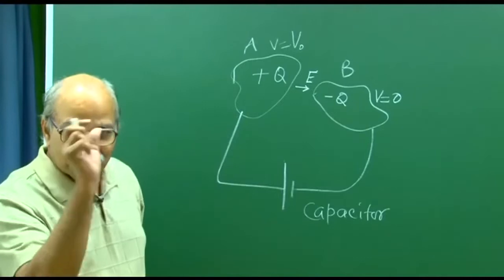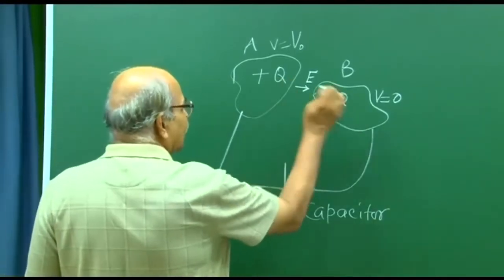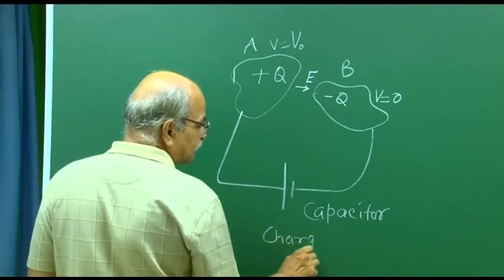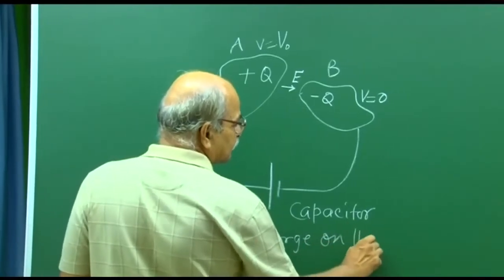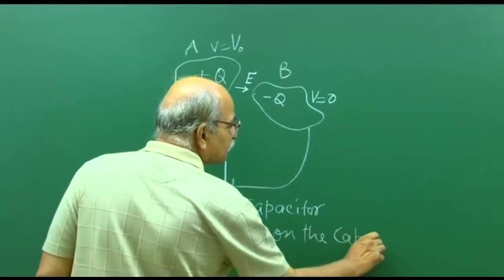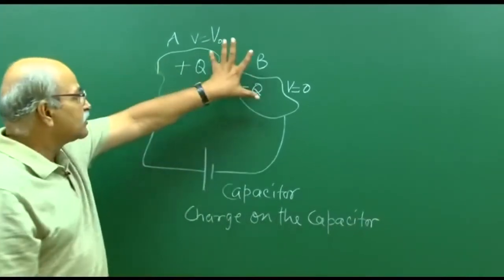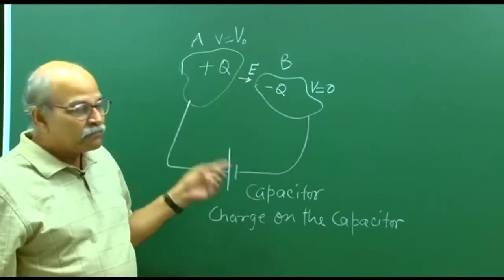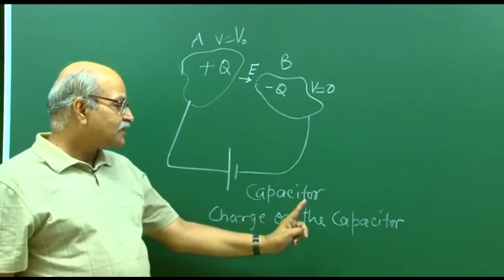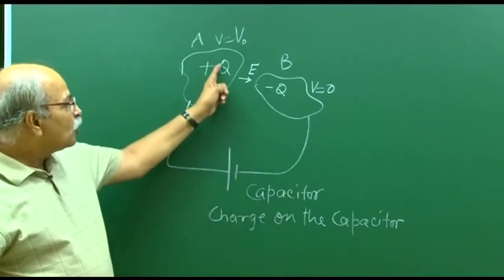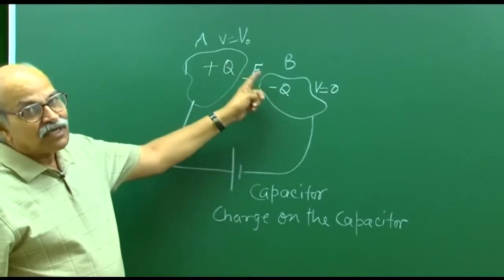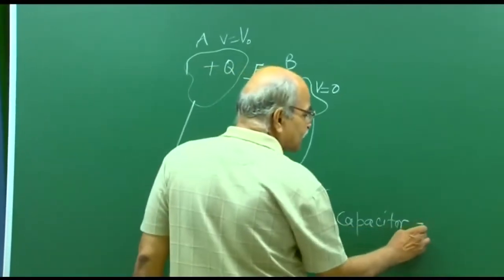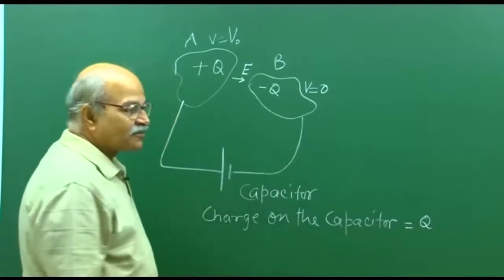Now, there are some terms. First is this charge. There is a term called charge on the capacitor. As such, the charge on the capacitor is 0. You have plus q charge here, minus q charge here, so it is 0. But this term, charge on the capacitor, is used for the common magnitude of these two charges, plus q and minus q. So, that q, the common magnitude, is known as the charge on the capacitor.